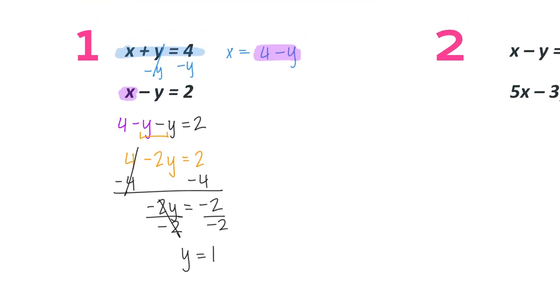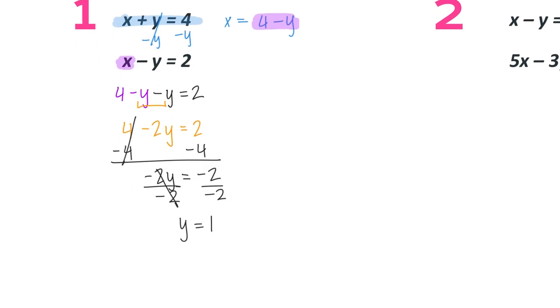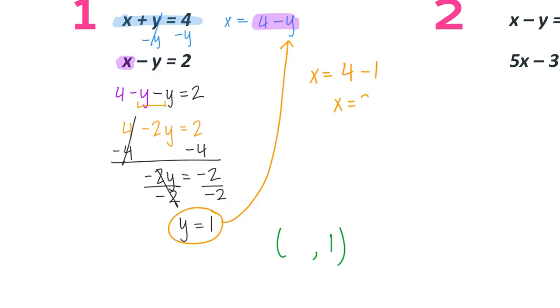Now, when you are writing, solve the systems using substitution, my answer is going to be written as an ordered pair. Looking at this one, I know my y value. My y value is 1. Now, how do I solve for x? I'm going to take what I got for y and plug it in for y at the top. So now I'm going to have x equals 4 minus 1, which is x equals 3. And this is my answer written as an ordered pair. Please make sure it's written as an ordered pair. This would be my answer.